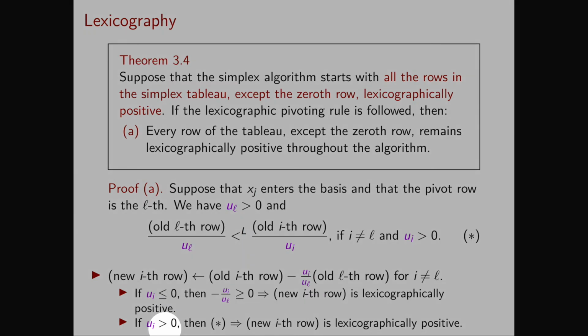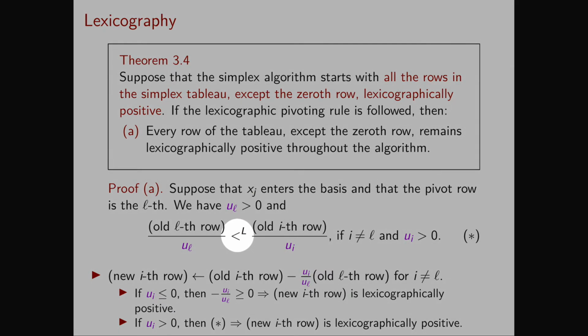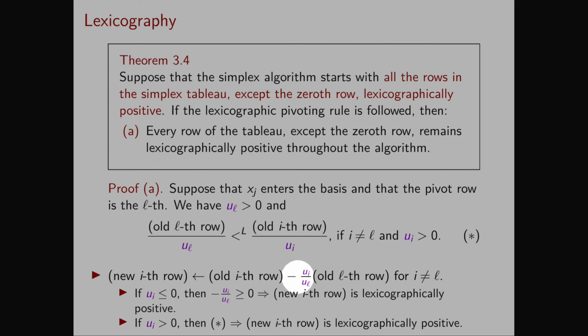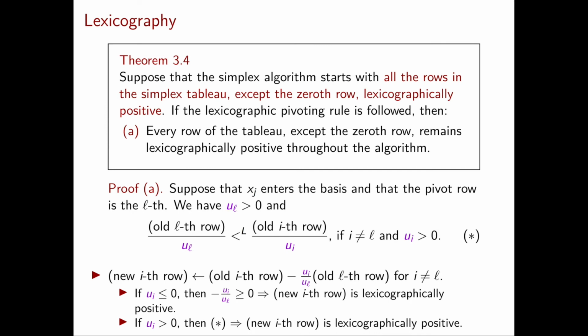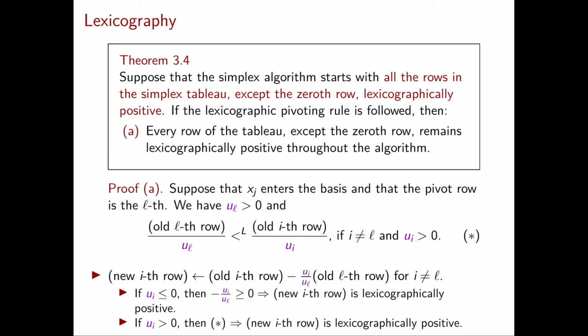The remaining case is when UI is strictly positive. In this case, we can obtain that the new ith row is lexicographically positive using our relation over here. In fact, everything you need to do is to bring the left hand side to the right and then multiply by UI. You will obtain that the old ith row minus UI over UL times the old lth row is lexicographically positive. Therefore, the new ith row is lexicographically positive. And this completes the proof of point A in the theorem.